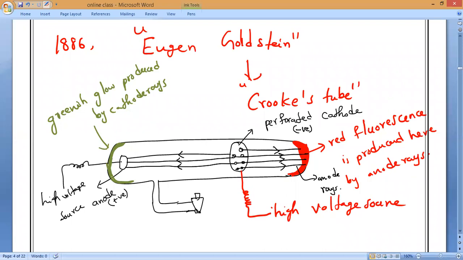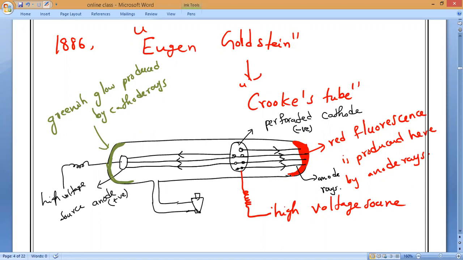So let us see how these cathode and anode rays are produced. That is all we'll discuss now. We'll study the experiment alone. Goldstein used a discharge tube having a perforated cathode to produce anode rays. So what do you mean by this? We'll discuss. When this tube was connected to a voltage, can you tell me what voltage has been taken?